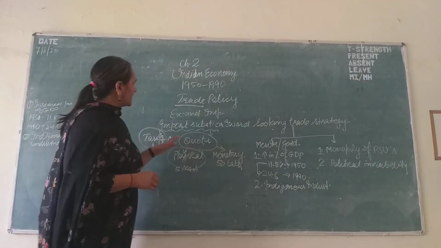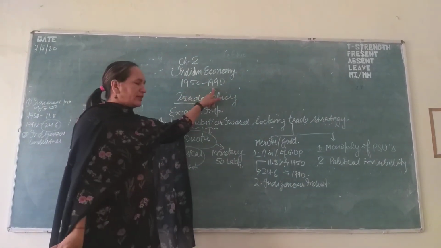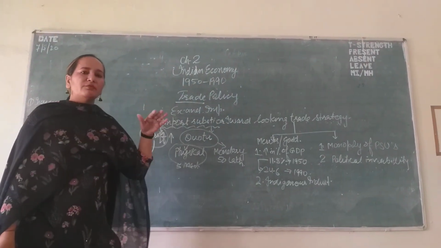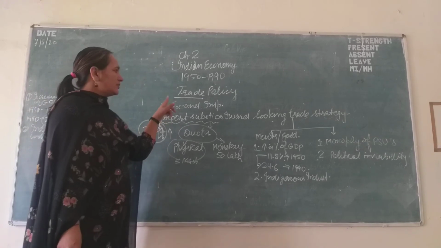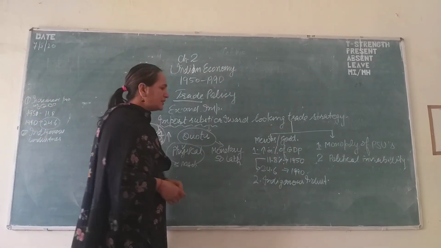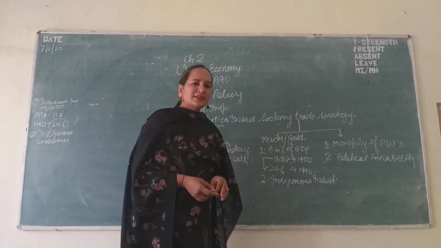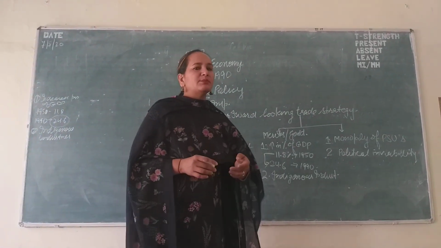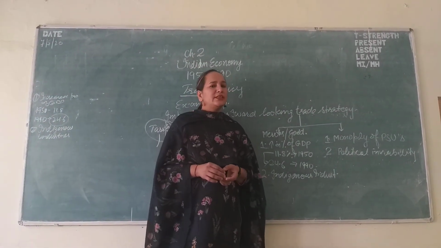Now students, we have done from 1950 to 1990s the state of the agriculture sector, the state of the industrial sector, and the trade policy of the government, its positive and negative impacts. Complete your back exercises. I am sending you the question answers and read the chapter thoroughly.